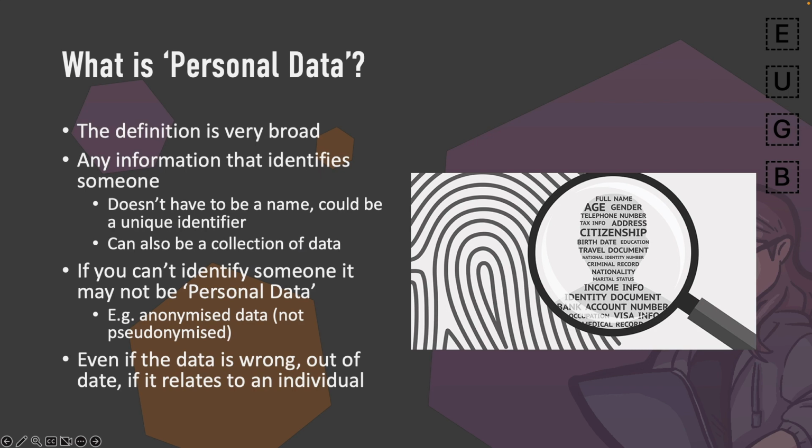If you can't identify somebody, it may not be personal data. A really common one of this is companies. So company data is not the same as personal data because you can't use it to identify a person. And another common one is anonymized data, where your data, say, isn't being stored with unique identifiers, with a name, with something that identifies somebody. And this is including if the data is wrong or out of date. If it relates to an individual, it is personal data and it is subject to GDPR regulations.